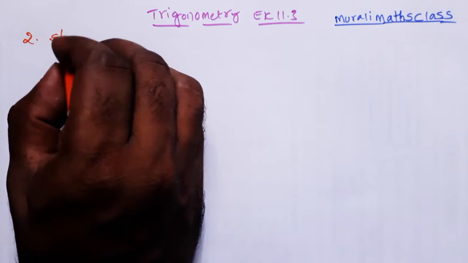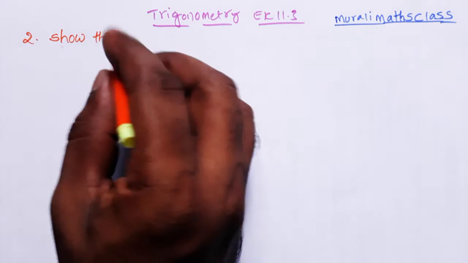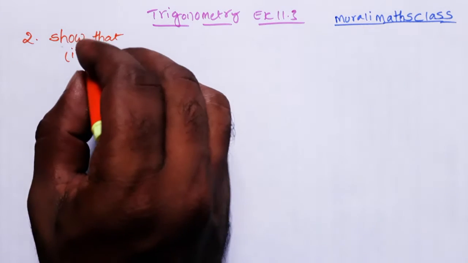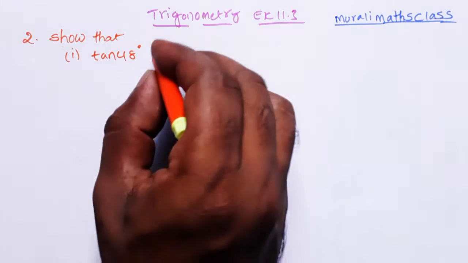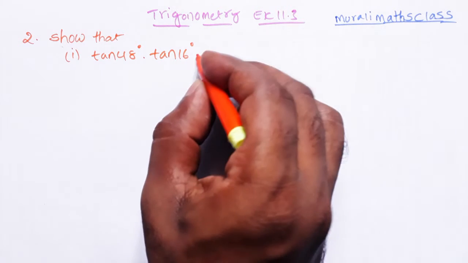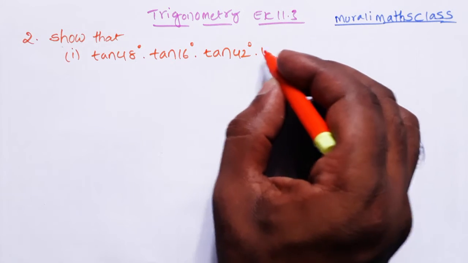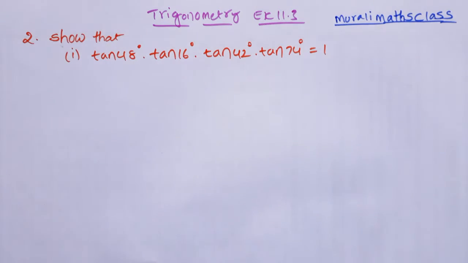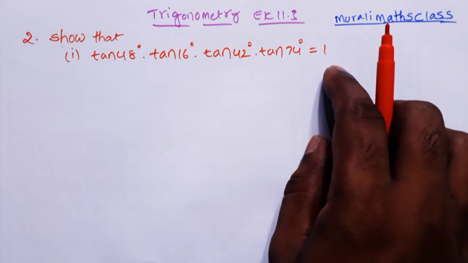Show that tan 48 degrees into tan 16 degrees into tan 42 degrees into tan 74 degrees equals to 1. So all this, if you multiply, answer should be equal to 1. We have to show this.